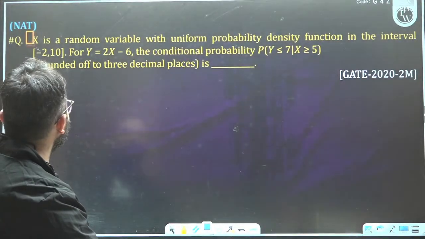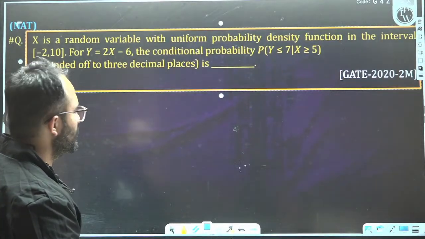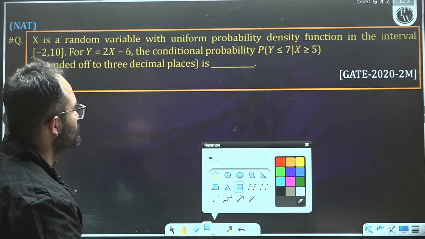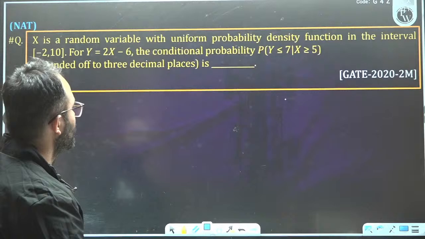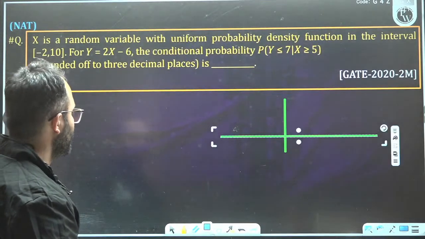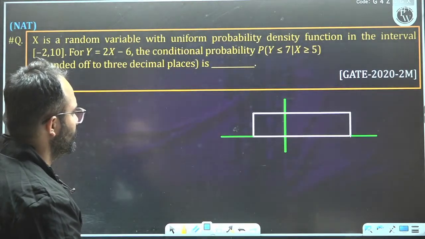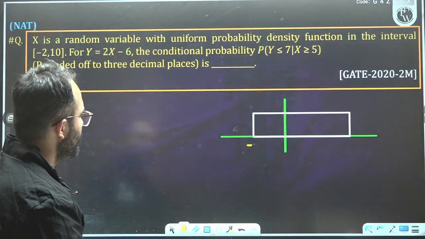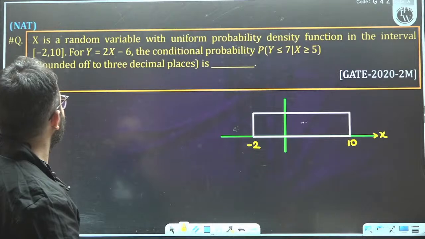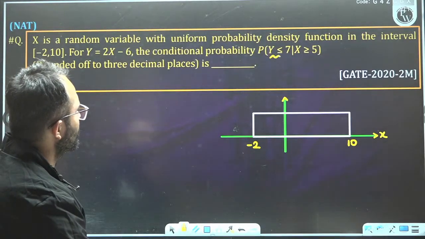Okay, X is a random variable with uniform distribution. This is a 2022 marker problem. So X is from minus 10 to 10. Now we have to find out this probability.